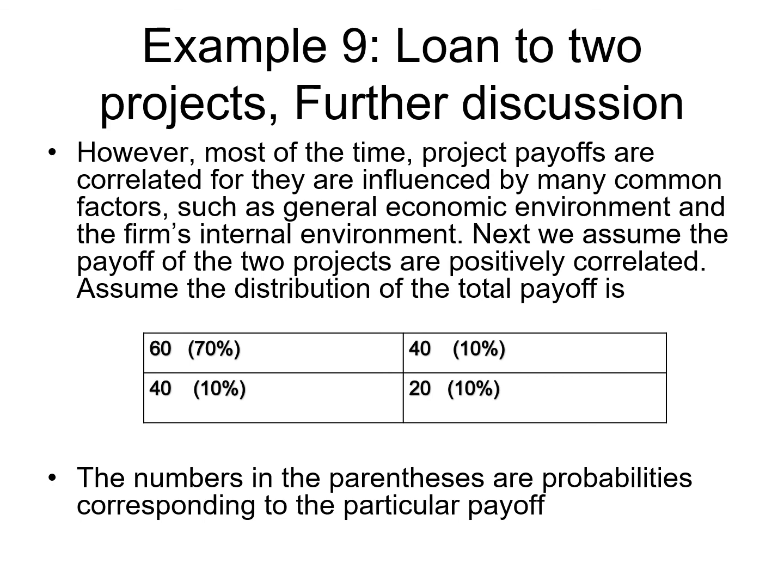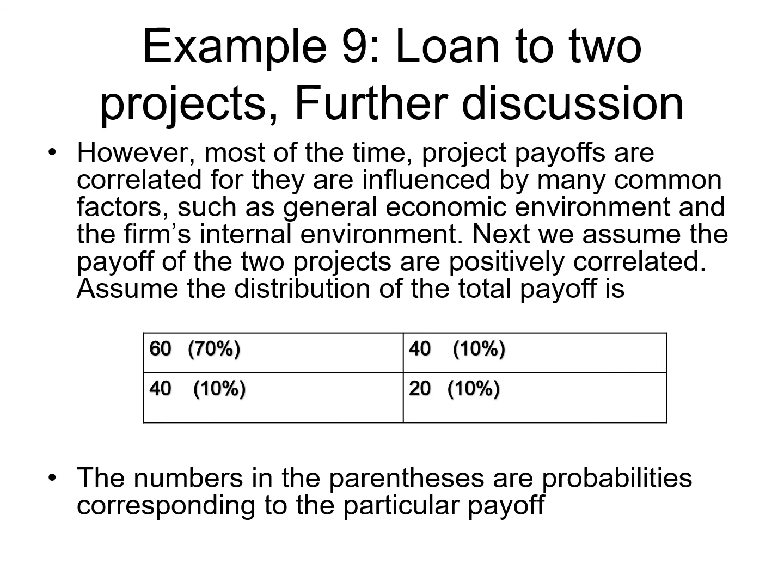We will do some further discussion. We know that in most cases, project payoffs are not independent from each other. They are correlated, for they are influenced by many common factors, such as general economic environment and the firm's internal environment. Next, we assume the payoffs of two projects are positively correlated. Specifically, we assume the distribution of total payoff is the following.